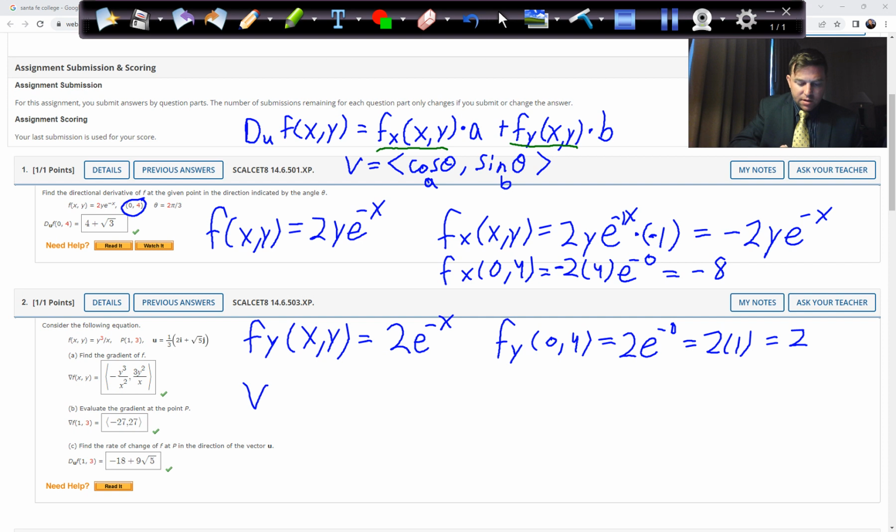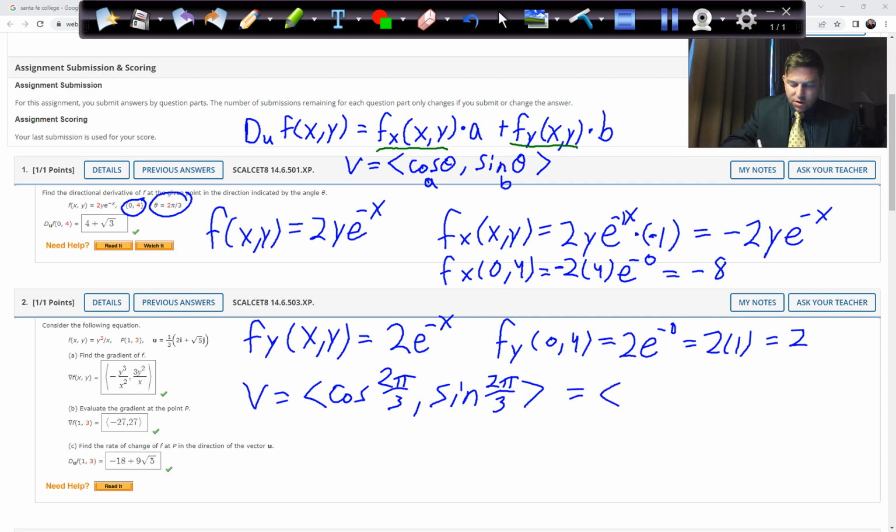So what is this vector? The theta value is 2 pi over 3, so this is going to be cosine of 2 pi over 3 and sine of 2 pi over 3. And if you go to the unit circle and you look at 2 pi over 3, you will discover that the cosine of that angle is negative 1/2 in the second quadrant, and the sine value of 2 pi over 3 is root 3 over 2. And that's A and that's B.